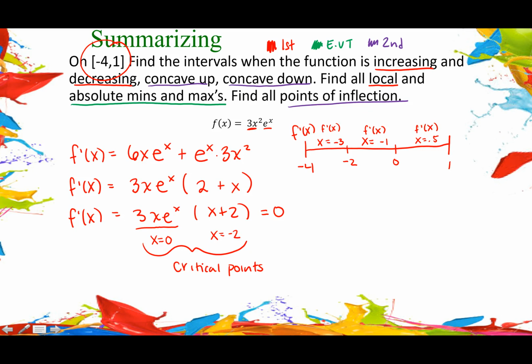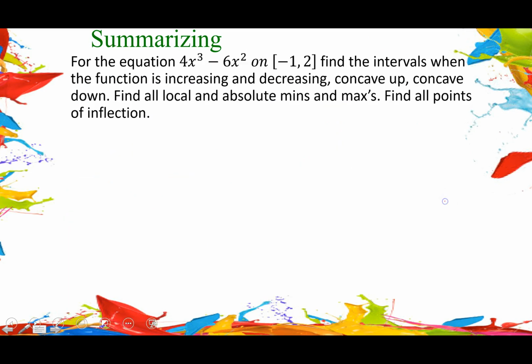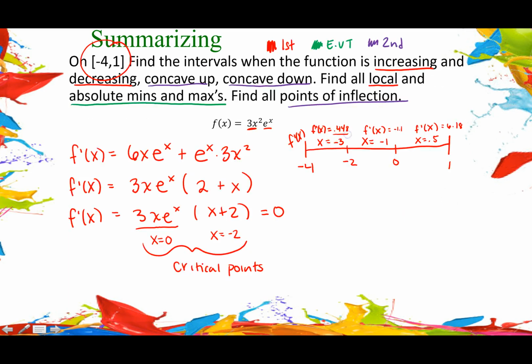So let me do that. Okay, when I plug in -3 into the first derivative, I get a 0.448, which is a positive. If I plug in -1 into the first derivative, I get a negative. And then if I plug 0.5 into the first derivative, I get 6.18, which is a positive. All right, so let's deal with our increasing and decreasing first. So remember, this is going to be increasing here, then decreasing here, and then increasing. So let's do with that problem.